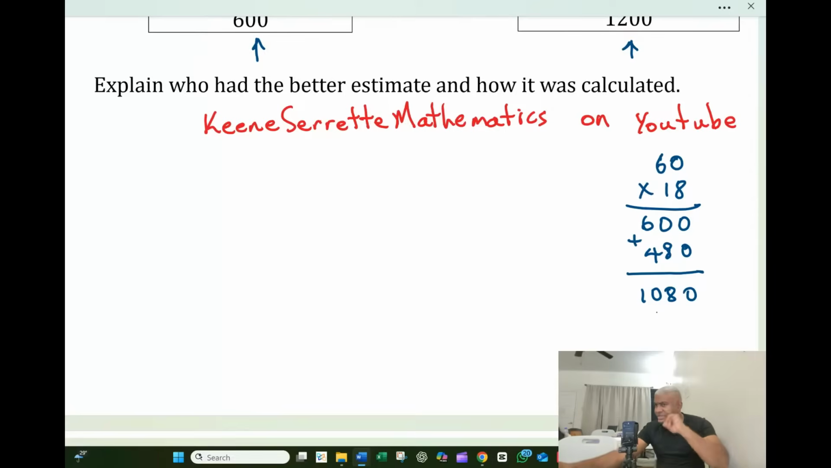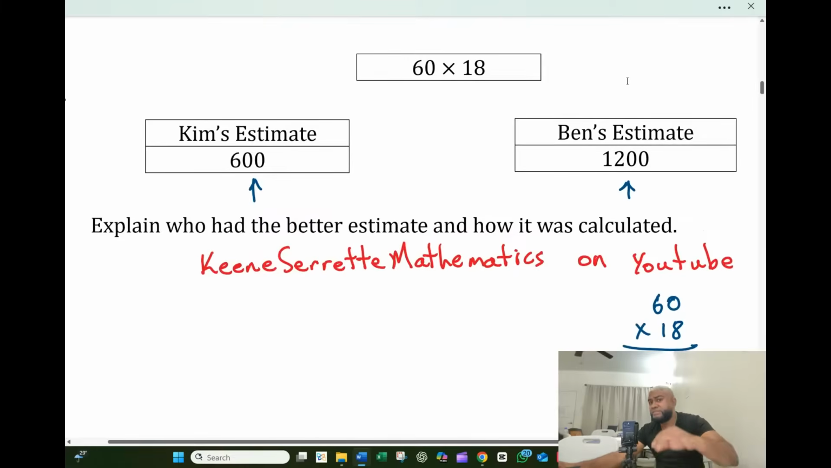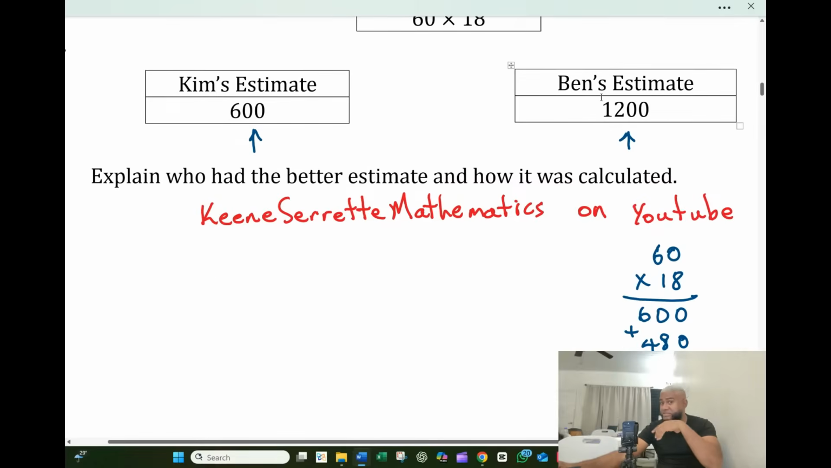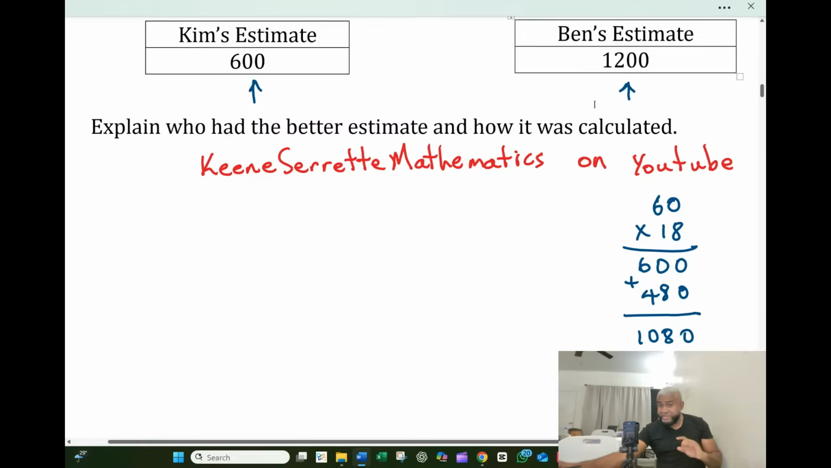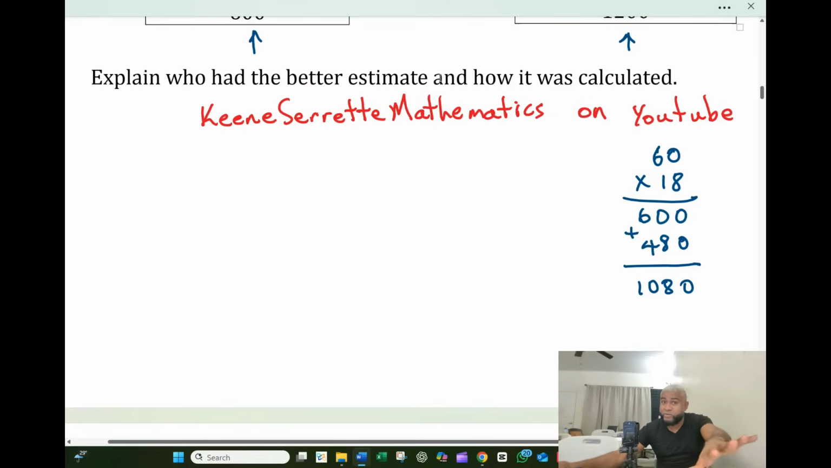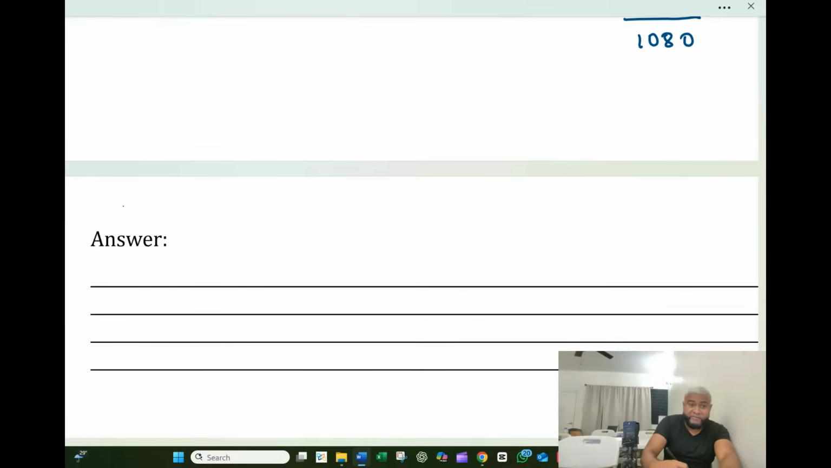Who has the better estimate here, guys? Is it Kim or is it Ben? Who is closer to it? Ben. Look, TikTok saying Ben. Ben is closer. So we definitely know they say explain who has the better estimate. So we will put here first things first: Ben has the better estimate.